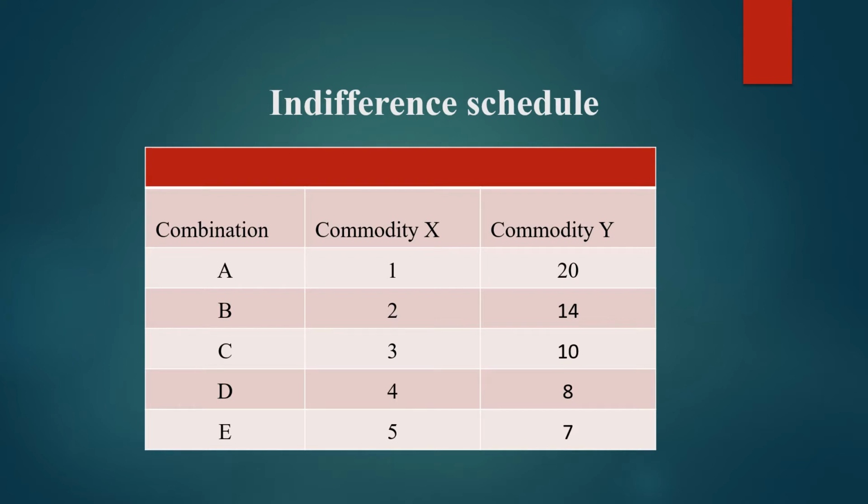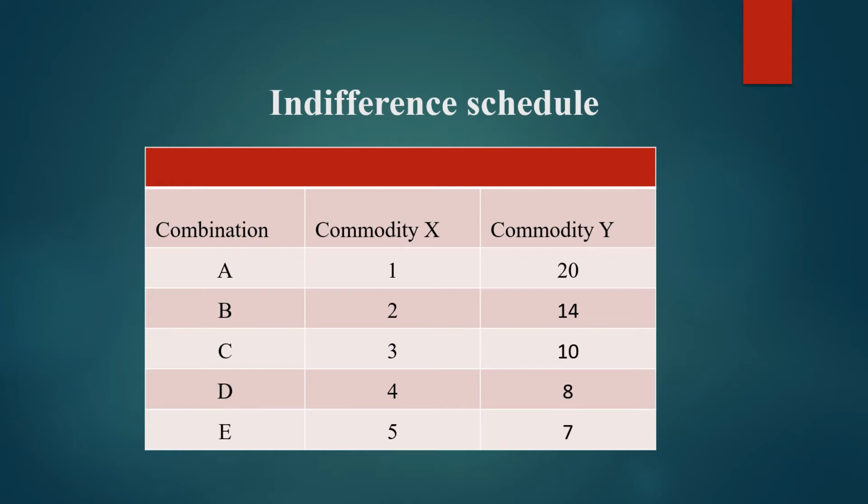Why is he sacrificing? Because he has a fixed amount of money. With his fixed money income, he has to purchase the two commodities, so he has to sacrifice. Then in combination C, in order to get one more unit of commodity X, he is ready to give 4 biscuits. So initially he is ready to give up 6 biscuits and then only 4 biscuits. And then in combination D, to get one more banana, he is ready to give only 2 biscuits.